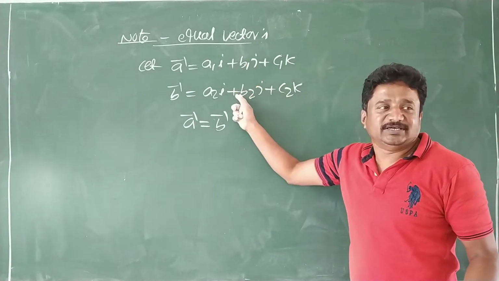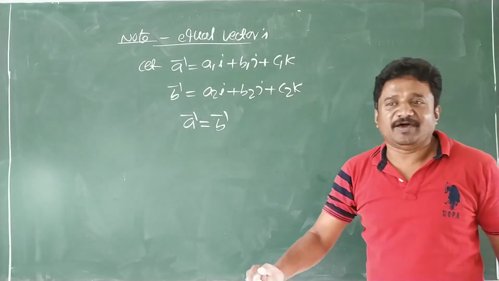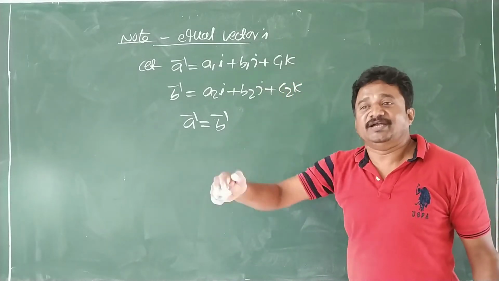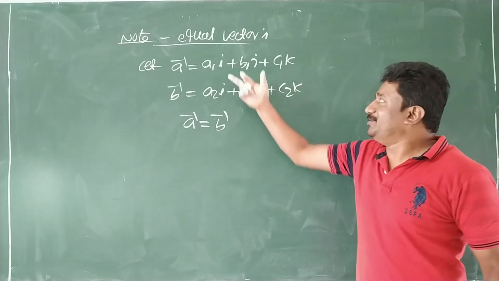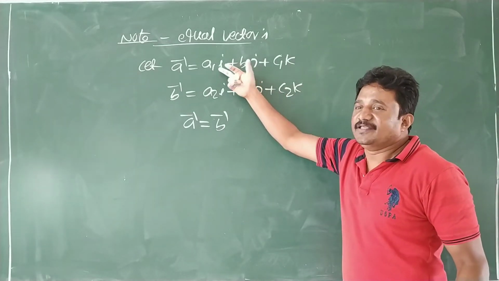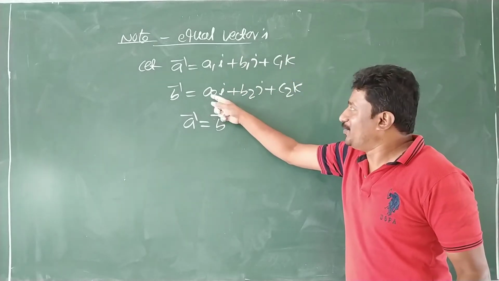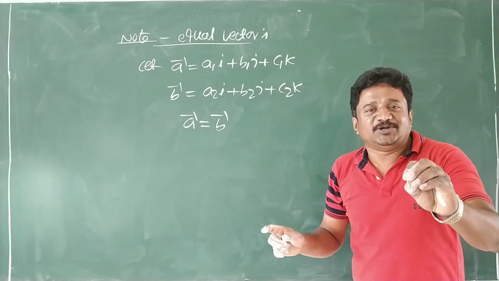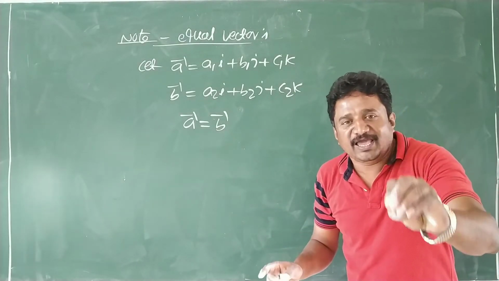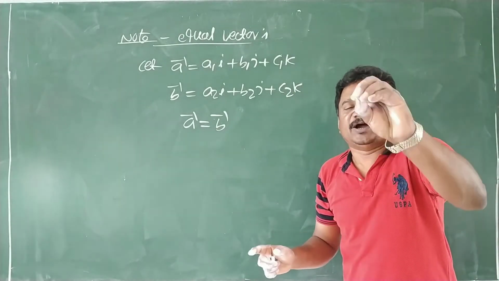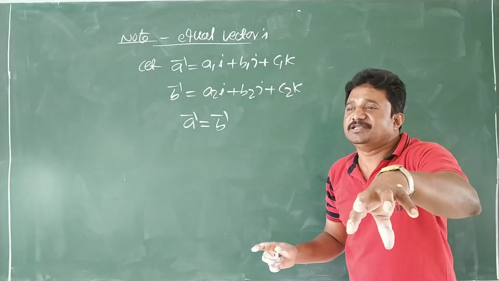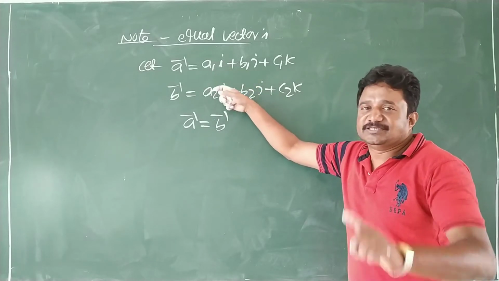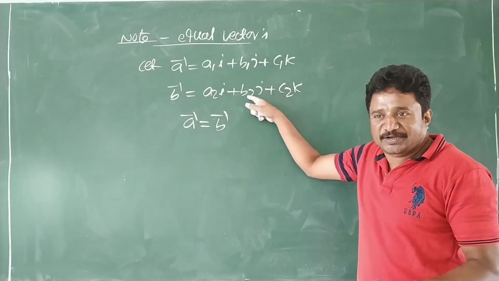Two vectors A and B are said to be equal if their scalar components are equal. Tell me the scalar components of vector A: a1, b1, c1. Scalar components of vector B: a2, b2, c2. Two vectors are said to be equal if their corresponding scalar components are equal. Corresponding means related. The scalar component related to a1 is a2, the one related to b1 is b2.